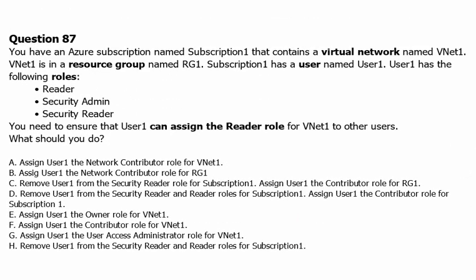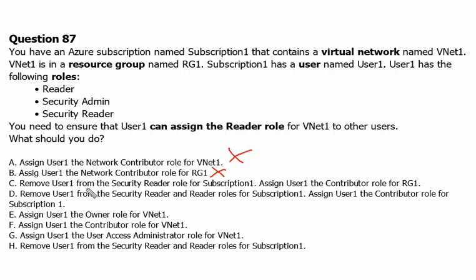Back to the question. Option A, assign user one network contributor role. As we know, it will allow us to manage the network resources, but it will not allow us to assign any user permission. So it is a wrong answer. Option B, assign user one network contributor for a resource group. Even if it is for the entire resource group or only one resource, it will not work to assign the role to other users.